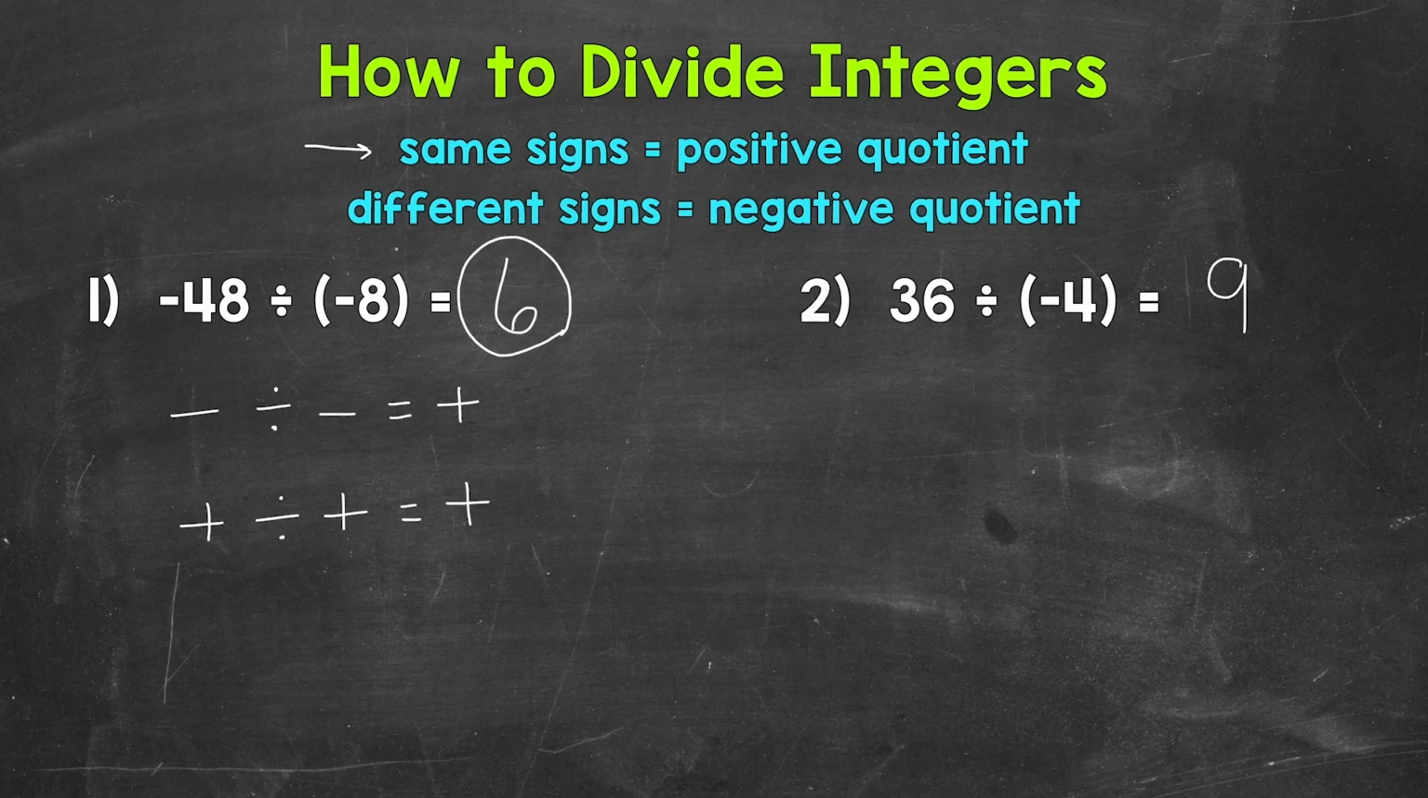Now we need to determine if that quotient is positive or negative. Well, we have a positive divided by a negative. So we have different signs. Different signs, that is a negative quotient. So negative 9 there. 36 divided by negative 4 equals negative 9. So for different signs, that means a positive divided by a negative, like number 2, that equals a negative, and then a negative divided by a positive equals a negative.